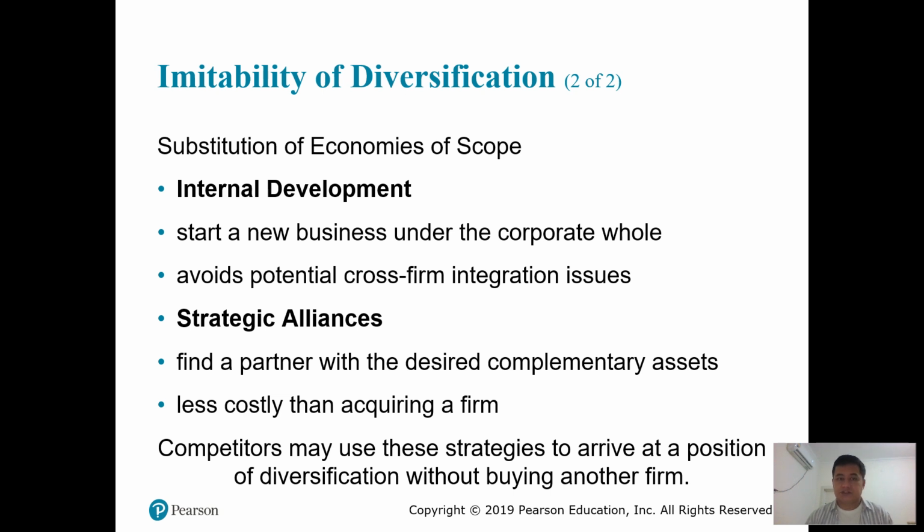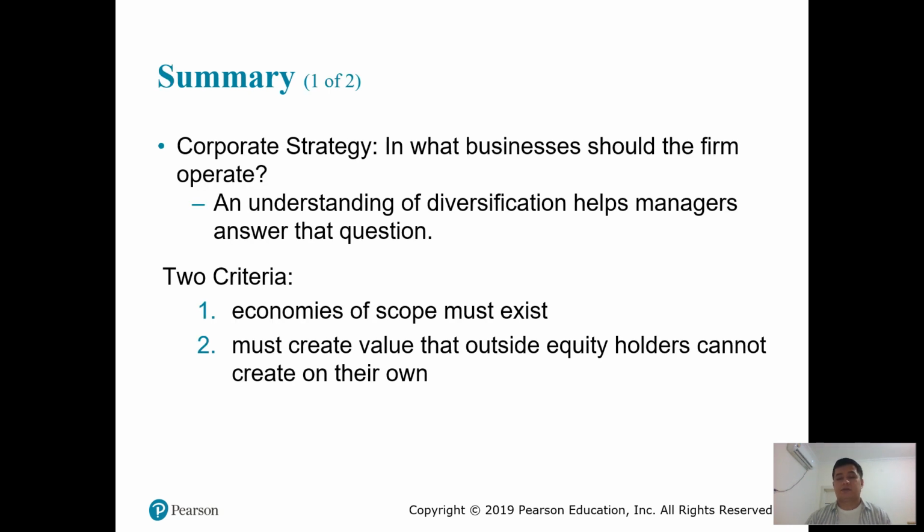Imitability of diversification, substitution of economies of scope: internal development, starting a new business under the corporate umbrella, avoids potential cross-firm integration issues. And strategic alliances: find a partner with the desired complementary assets, less costly than acquiring a firm. Competitors may use these strategies to arrive at a position of diversification without buying another firm.